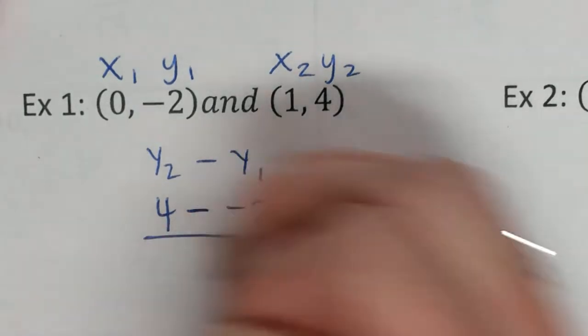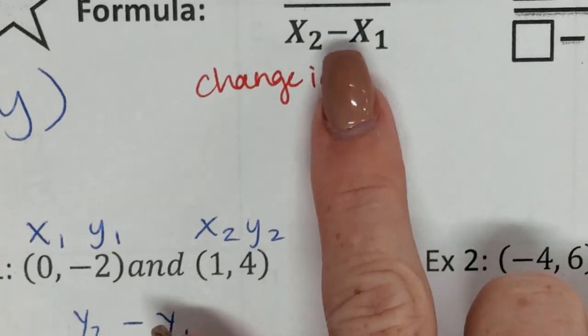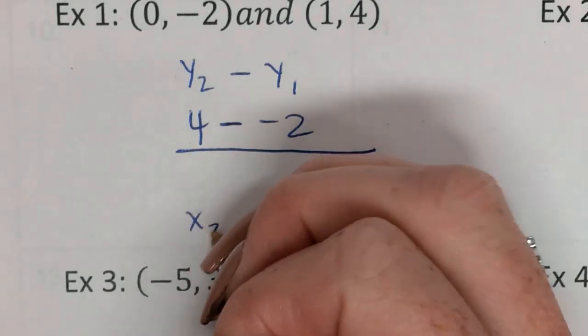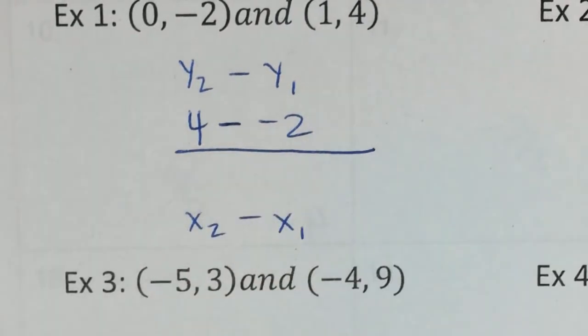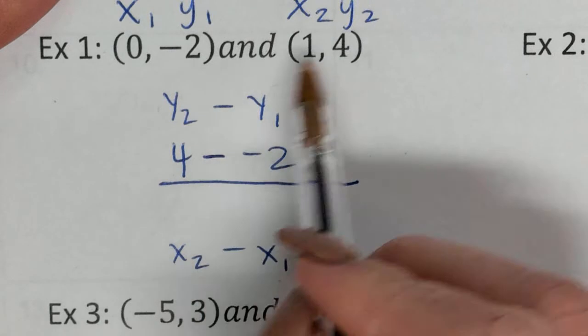All right, over, look at the formula. And now we're going to do our x2 subtract our x1. All right, what did we label x2?